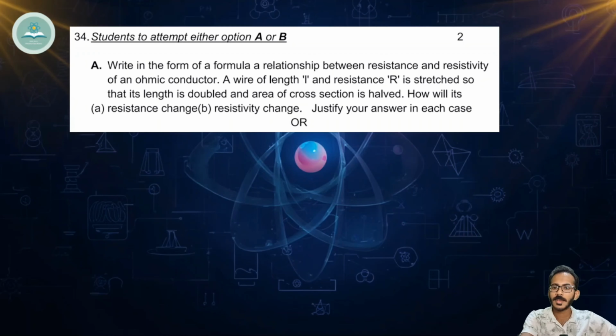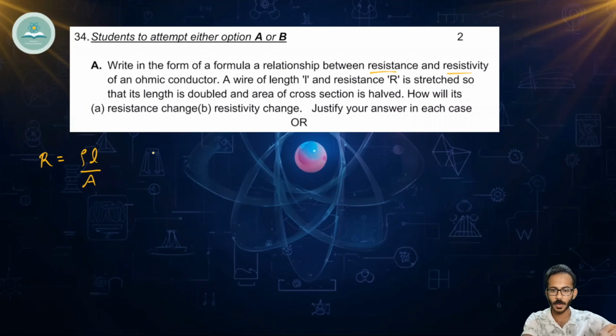Let's read the question. Write in the form of a formula a relationship between the resistance and resistivity of an ohmic conductor. We know the relationship is R is equal to rho L by A. R stands for resistance, rho stands for resistivity, L stands for the length of the conductor, A stands for area of cross section of the conductor.